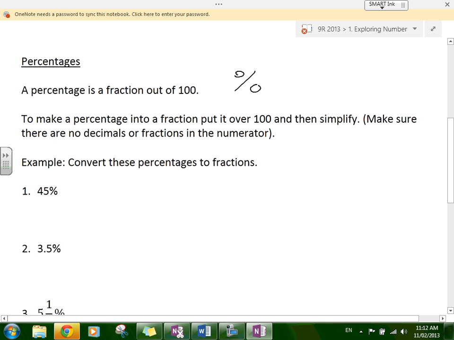So you might be asked, for example, to change 3.5% into a fraction. Okay, don't be confused. That's still a percentage. So you have to do 3.5 over 100, and then make sure that there's no decimal. I'll do an example of that, but make sure you simplify it correctly, with no decimals or fractions within the fraction. Alright? So 45%, simply 45 over 100. Good, it's 9 over 20 in simplified version. Very easy.